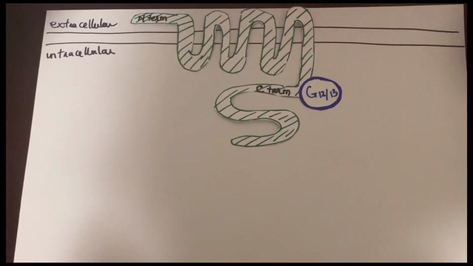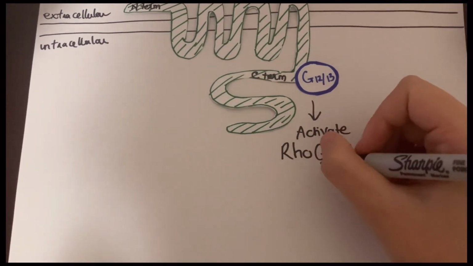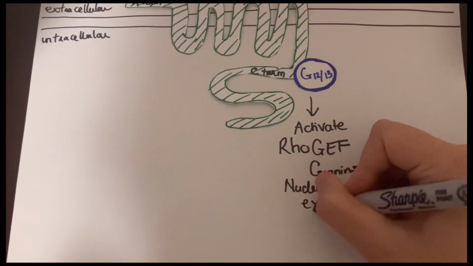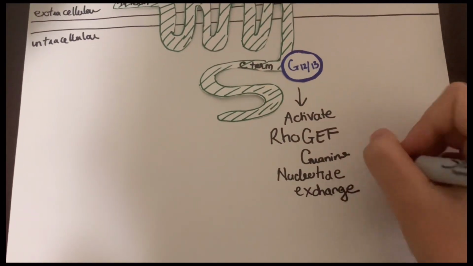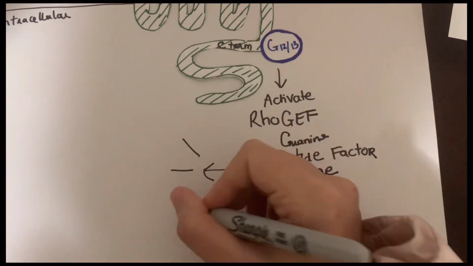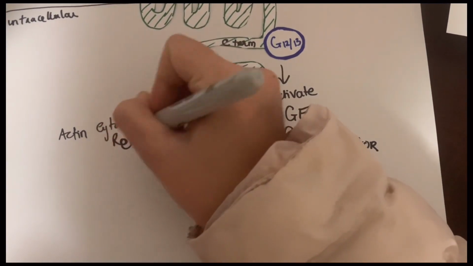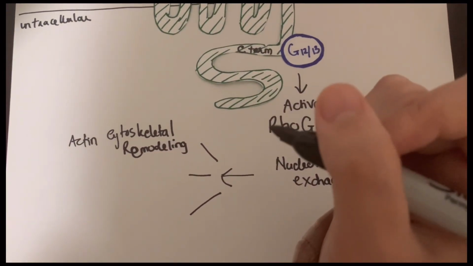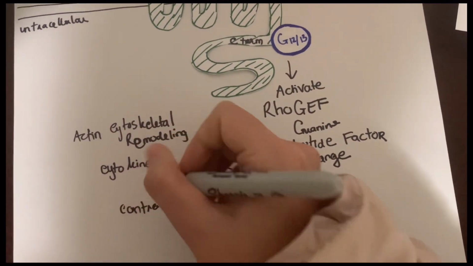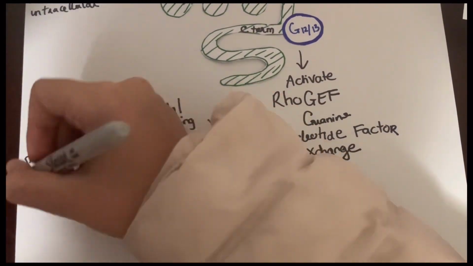When coupled with the G12-13 family protein, TPR will activate RhoGEF, which is Rho guanine nucleotide exchange factor, and this will lead to actin cytoskeleton remodeling, cytokinesis, contractions, and all of this will lead to platelet shape change.